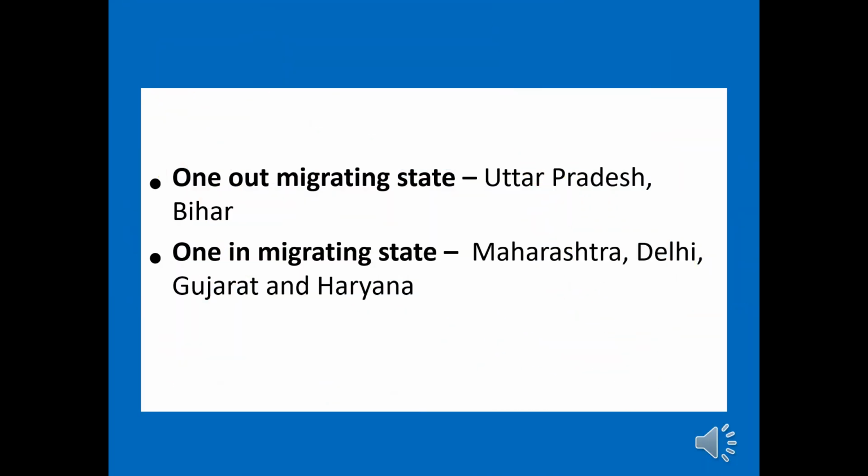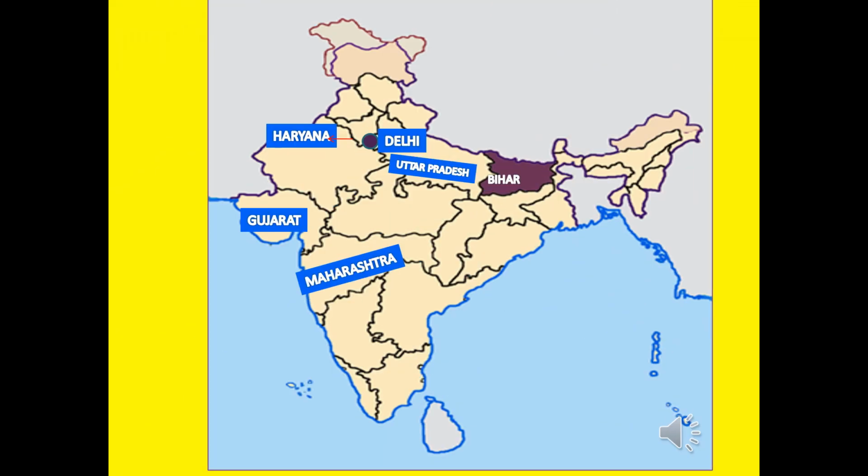If the question is mark any one out-migrating state, you can mark either UP or Bihar. And if the question is mark any one in-migrating state, you can mark any one of the mentioned states. You can see these places on the political map of India.